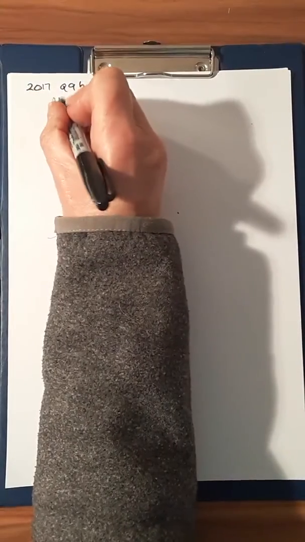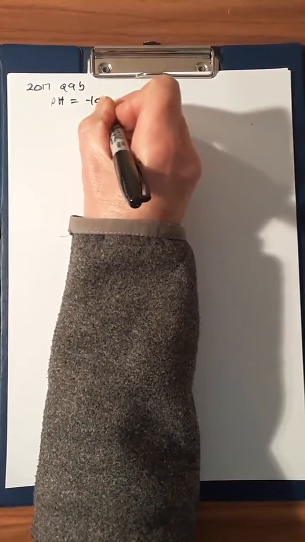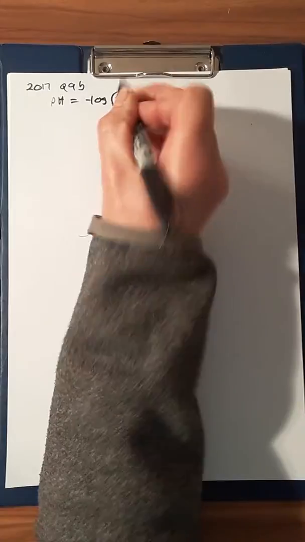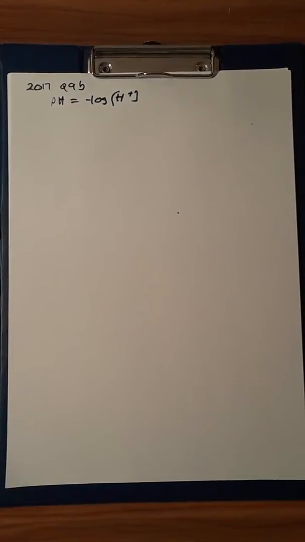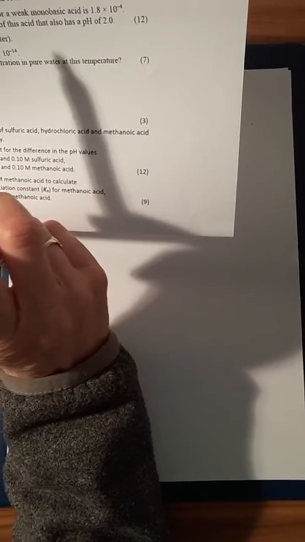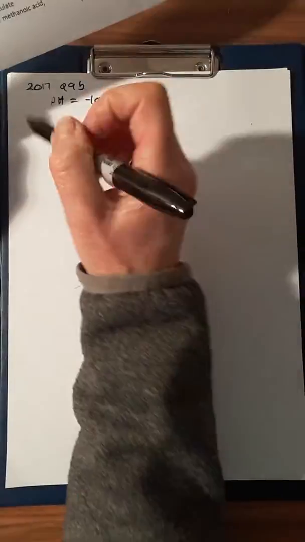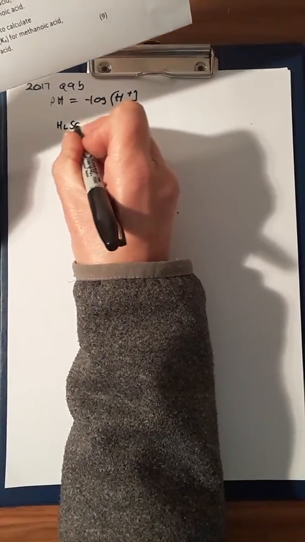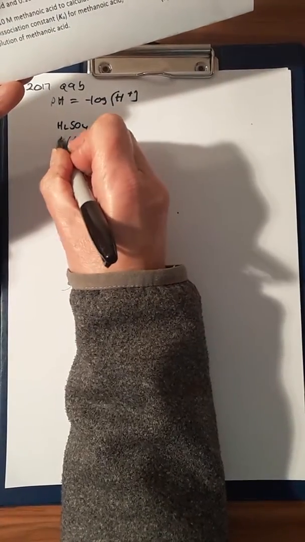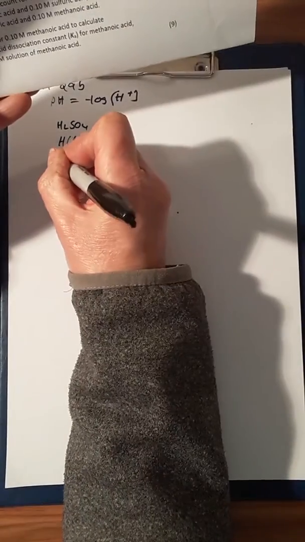So the first part says define pH. So pH is equal to minus the log of the H plus ion concentration. That's my first part. Now it says the pH values of 0.1 molar solutions of sulfuric acid. Okay, so I've got sulfuric acid, I have HCl and methanoic acid.